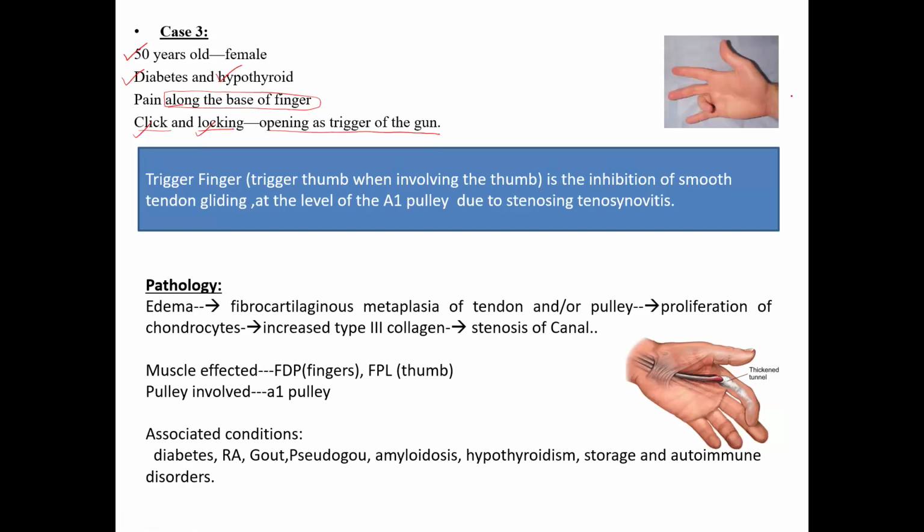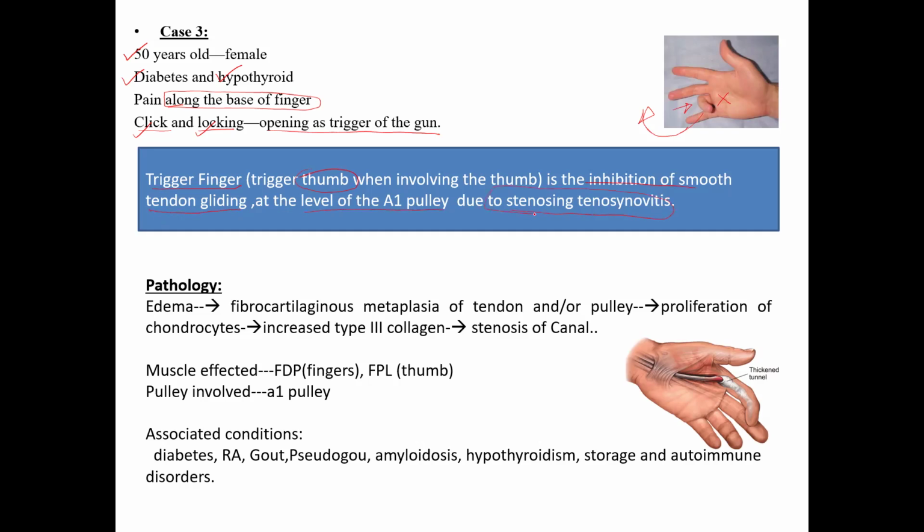Okay. So if you see here, the patient is having pain here, then triggering and flexion deformity. Whenever it is getting locked like this, when you are moving it back, it opens like the click of a trigger. So what is trigger finger? If it affects the thumb, it is called trigger thumb. It is inhibition of the smooth tendon gliding. So the tendon needs to glide inside the pulleys at the level of A1 pulley.